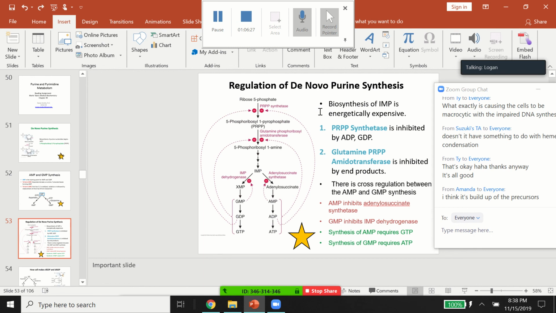Now, PRPP synthetase we've already talked about in terms of how to get PRPP, right?